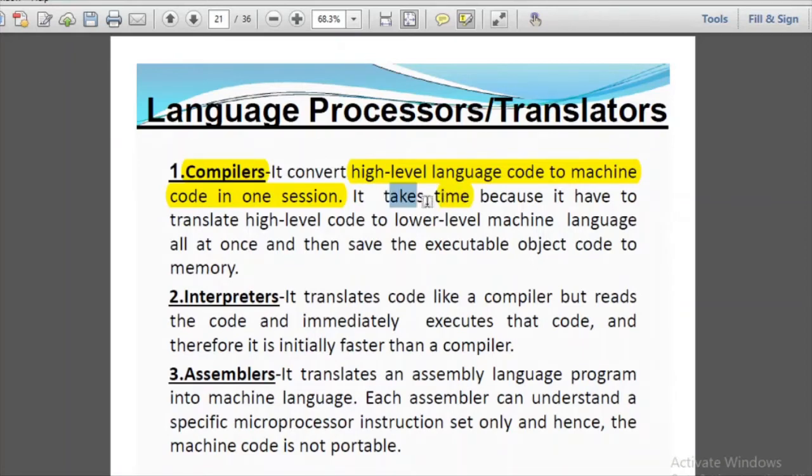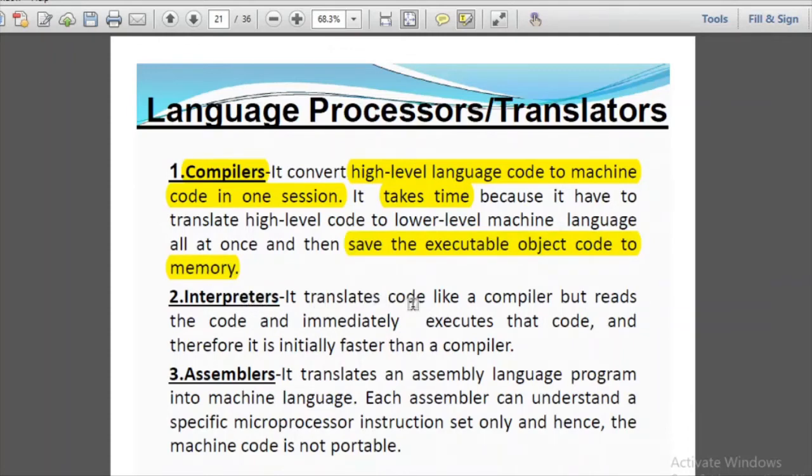It takes time because उसको सब कुछ एक ही बारी में काम करना है. If I have written, suppose, 1000 lines of code, उसको सब कुछ एक बारी में करना है, so it will take time. And then it saves the executable code to the memory.